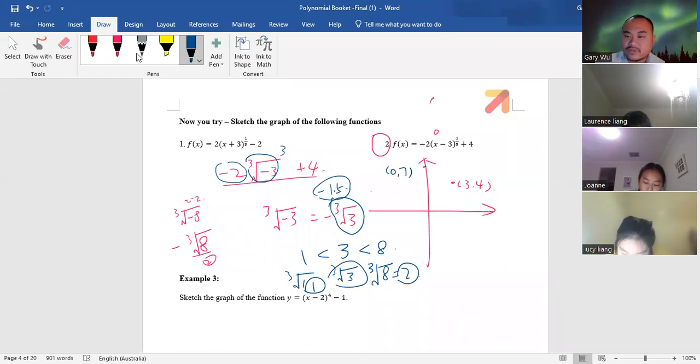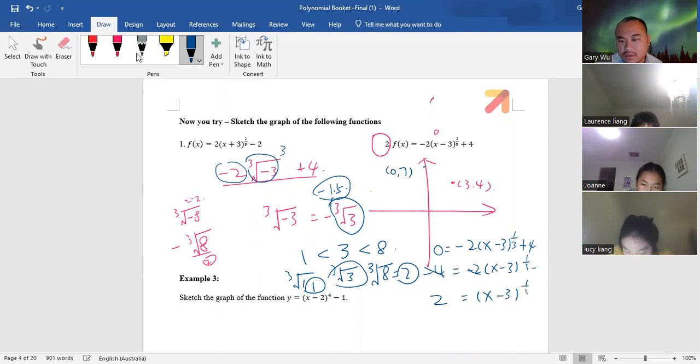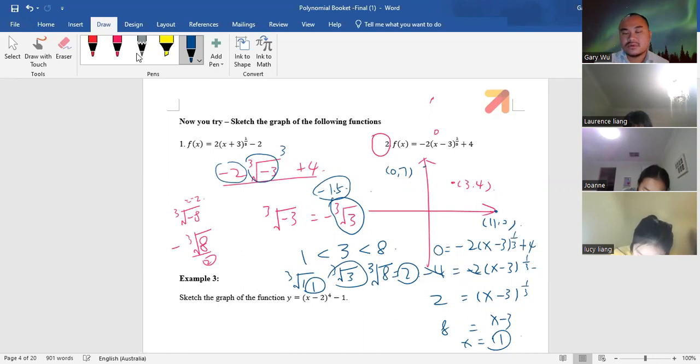Okay, and then I want to find the x-intercept. So I made this equal to 0. I move 4 to the other side, -4 equals -2 times the cube root, and then I divide by -2, so I got 2 here. And then I cube both sides. So x equal to 11, right? So x equal to 11, it might be here. So (11, 0).